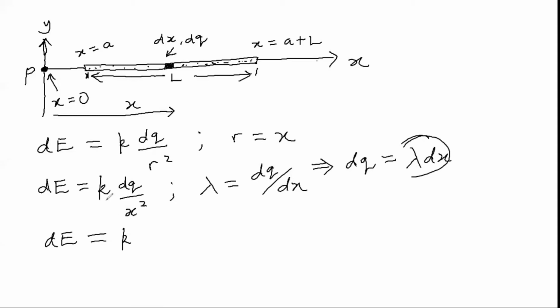And then this dQ, I'm going to write it in terms of the linear charge density. So it gives me dx over x squared. So we are making progress there. Okay, so at the end of the day, this is just the contribution due to this small element. So now, ultimately, what I want is to add the contributions of all the other elements from x equal to a up to x equal to a plus l.